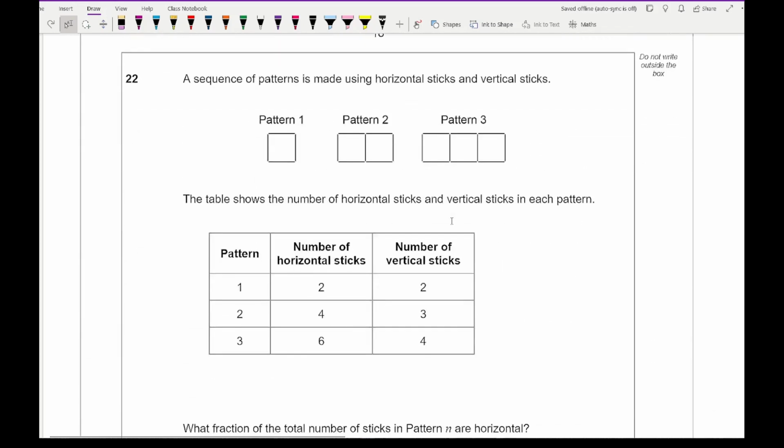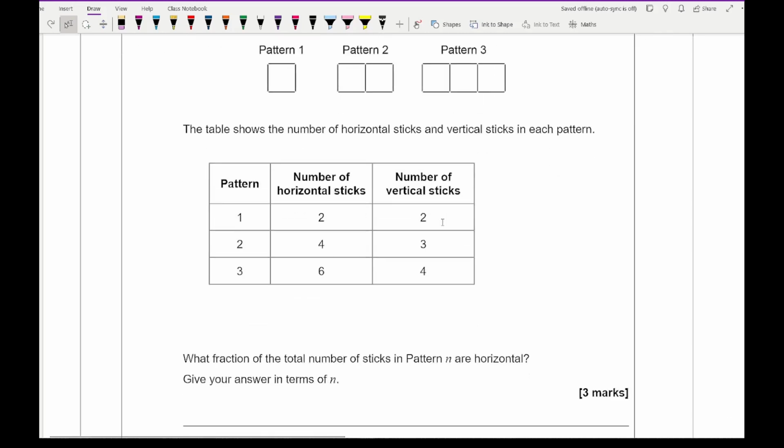Then moving on to question 22, it says that a sequence of patterns is made using horizontal sticks and vertical sticks. The table shows the number of horizontal sticks and vertical sticks in each pattern. And it says what fraction of the total number of sticks in pattern N are horizontal. Give your answer in terms of N. So for this, let's first of all find what pattern N is going to be, without using a highlighter. So let's get rid of that.